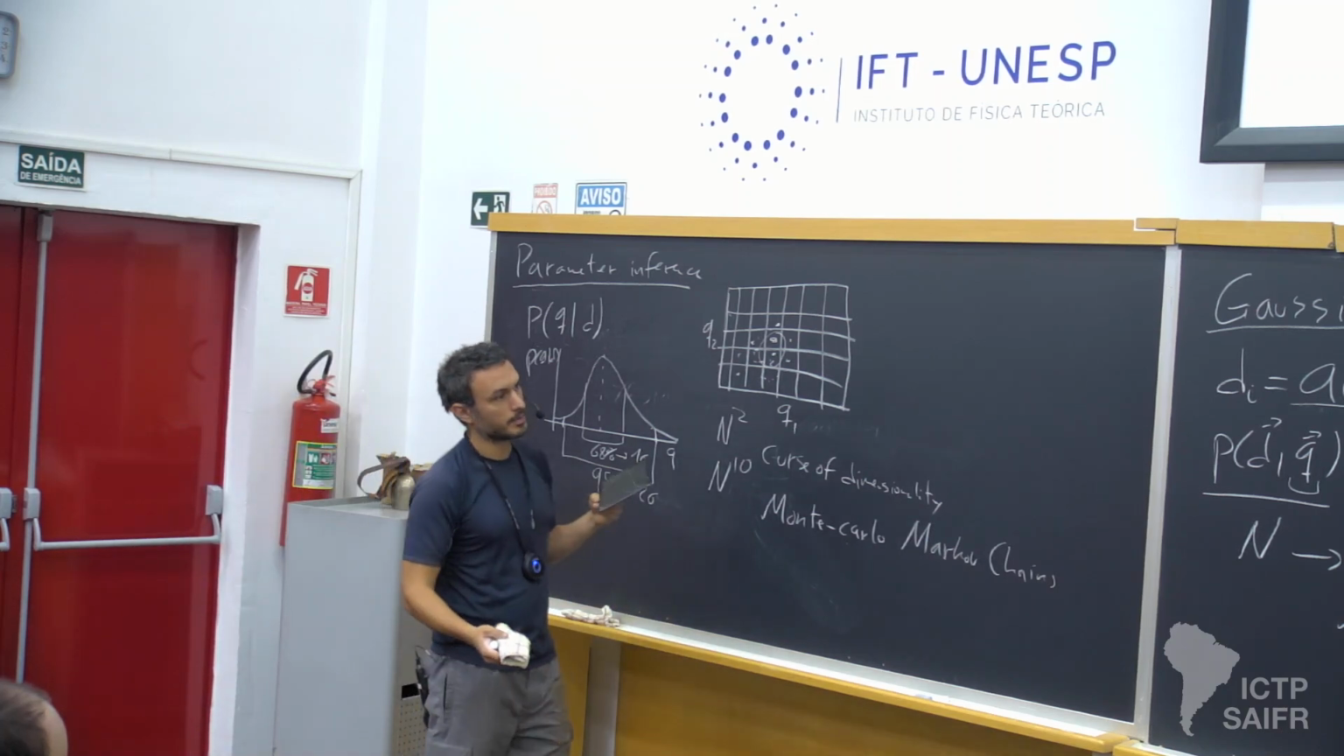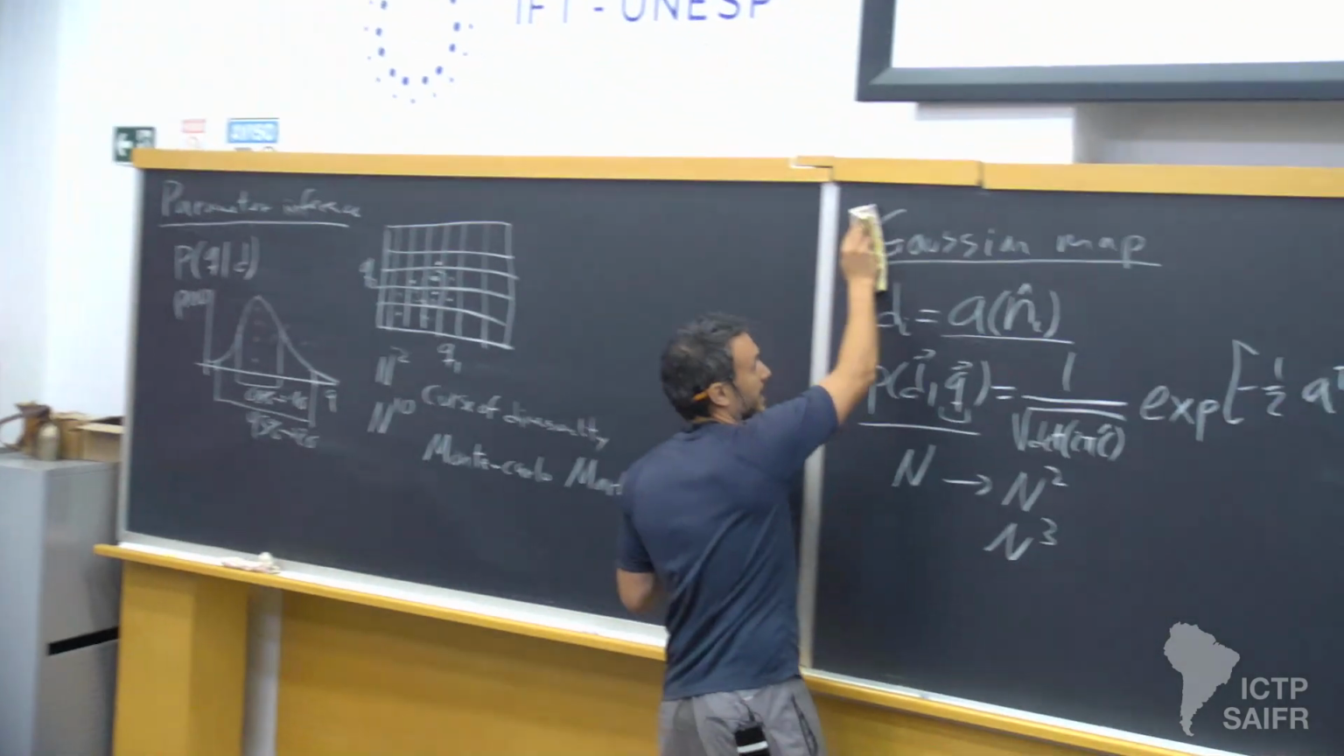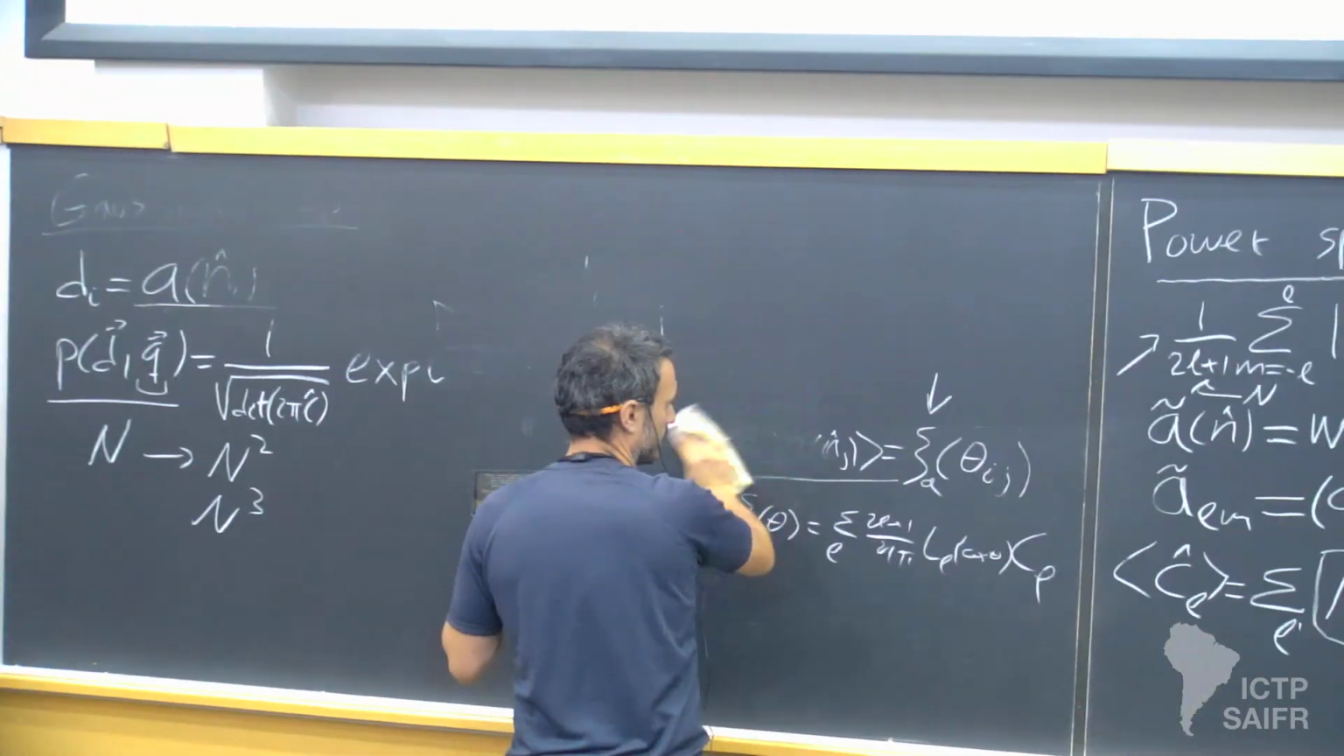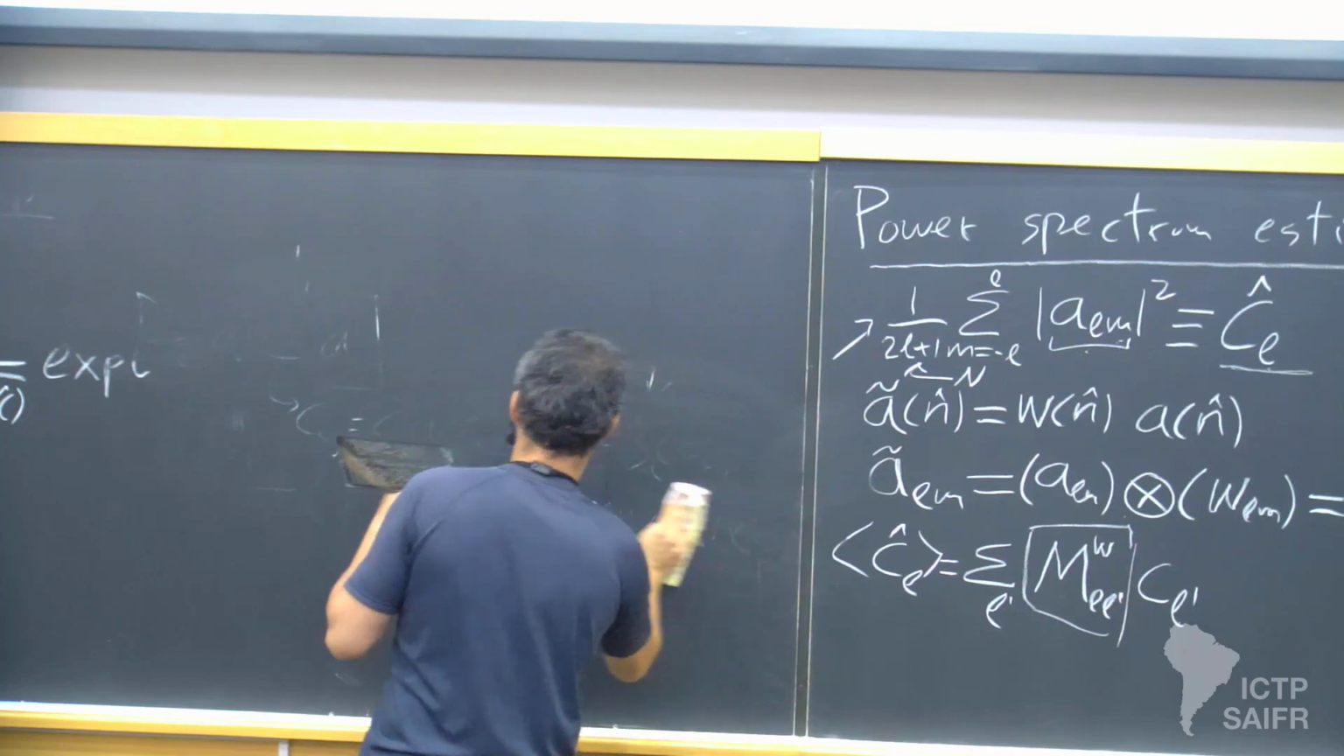So the most common way of doing this is something called the Metropolis-Hastings method, and I'll just mention that briefly. And then we will move on to actually doing things in practice.